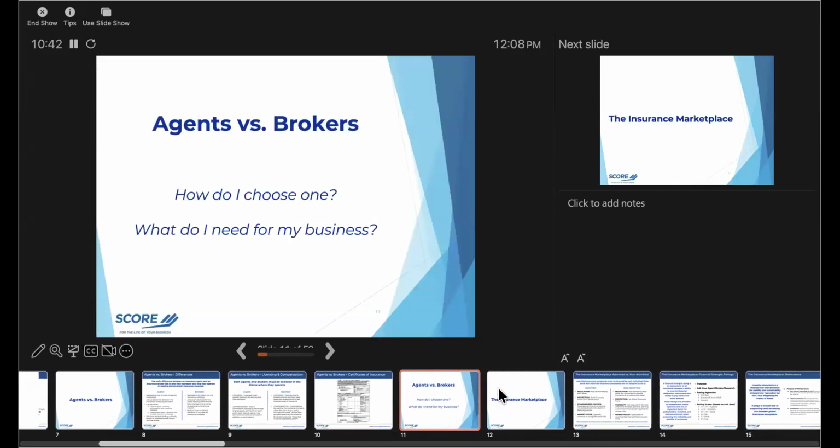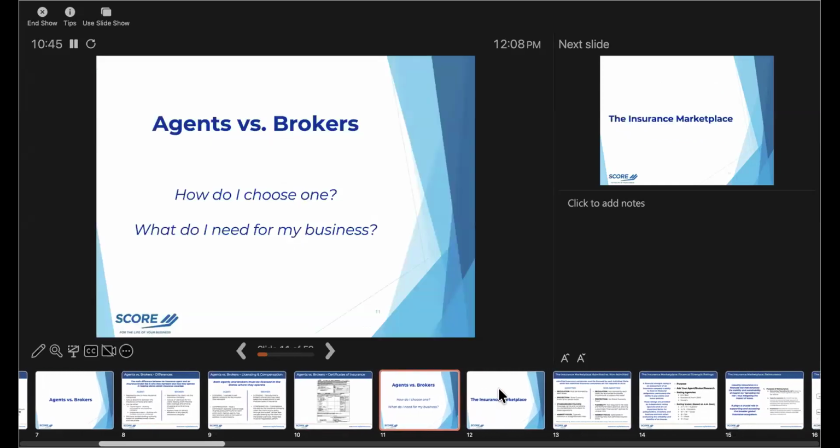So, agents versus brokers, how do I choose one? What do I need for my business? How do you choose one? Well, I would say when it comes to either one, if you have a friend that's in business, maybe ask them if they're happy with their agent or broker. You can certainly go by brand names. Brand names in the brokerage industry include Marsh USA, Aon, Willis, Epic, other ones as well. What do I need in terms of what you need for your business? Your agent or broker should be the one that tells you. They're your guide. They're your advisor.